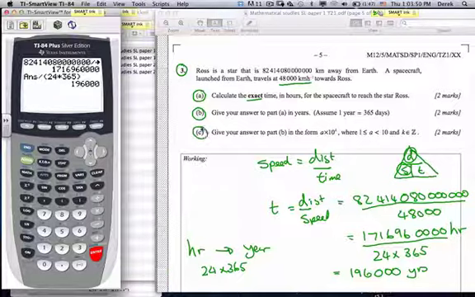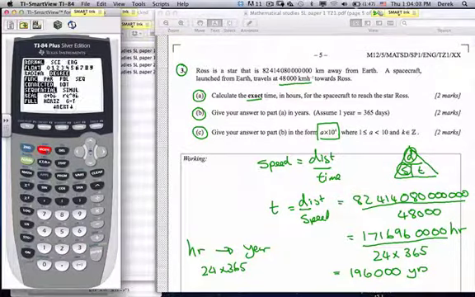And then see, it says give your answer to part B in the form A. Now this is scientific notation. Now this value A is from 1 to 10, means that you need one number and then a decimal place. Now the easiest way to do this is just to change your mode in your calculator to scientific notation. So I'm going to change that to scientific notation. I say enter and I clear.